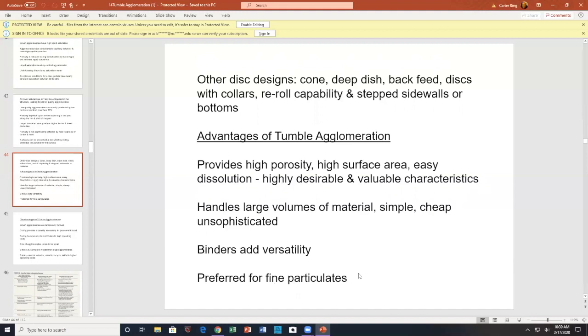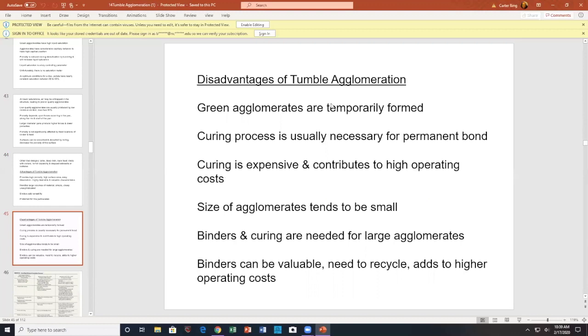Disadvantages: well, green agglomerates are temporarily formed. A curing process is usually necessary for a permanent bond. Curing is expensive and contributes to high operating costs. The size of agglomerates tends to be small. Binders and curing are needed for large agglomerates. Binders can be valuable, need recycle, and add to the higher operating costs.